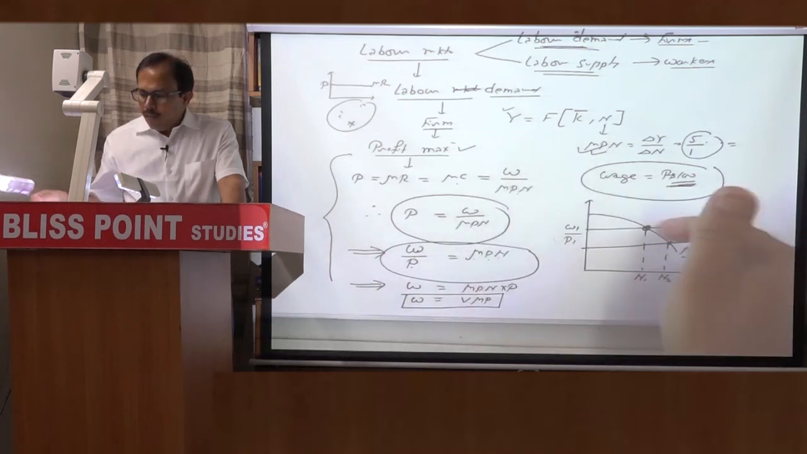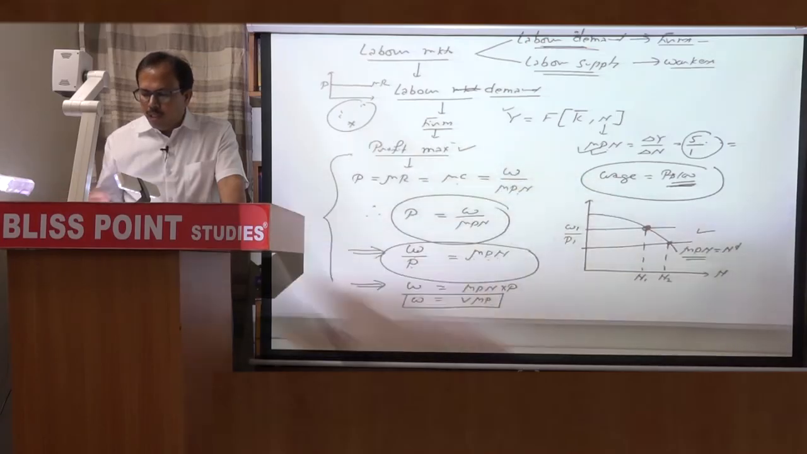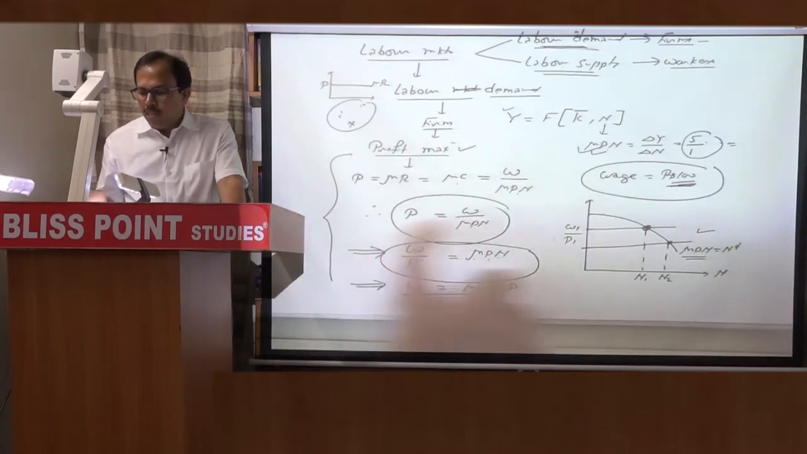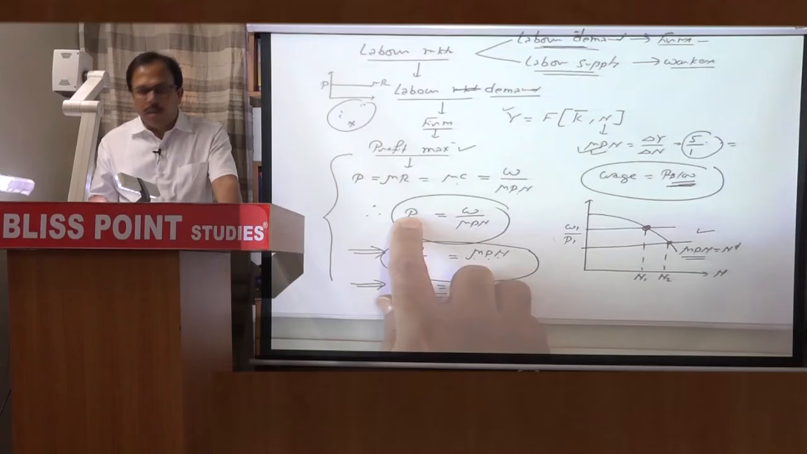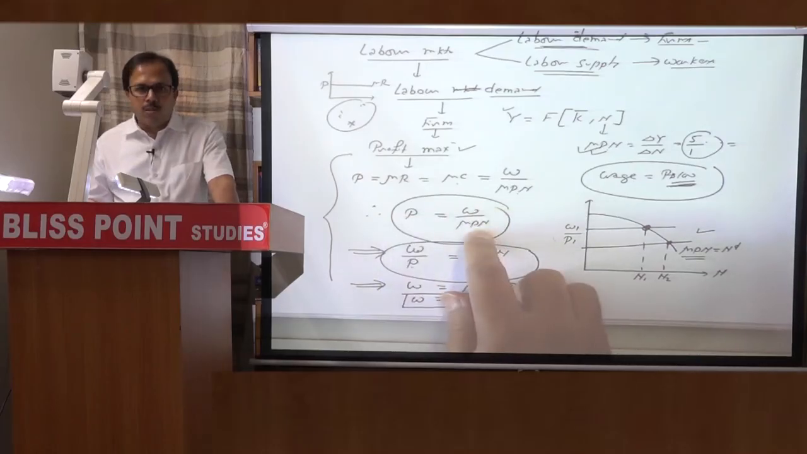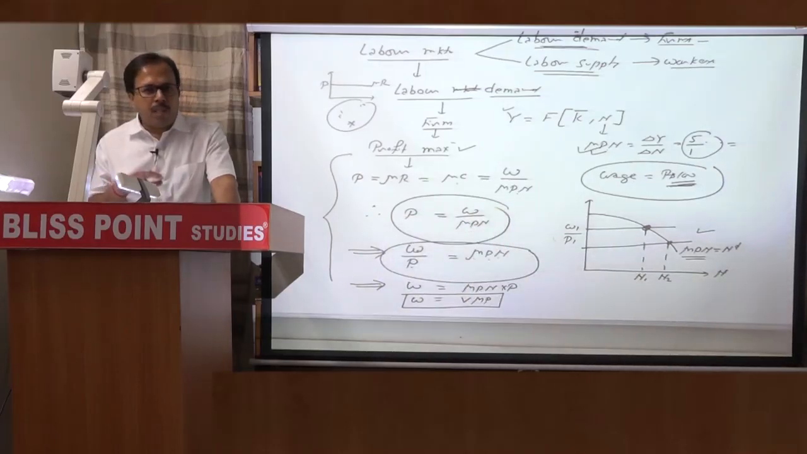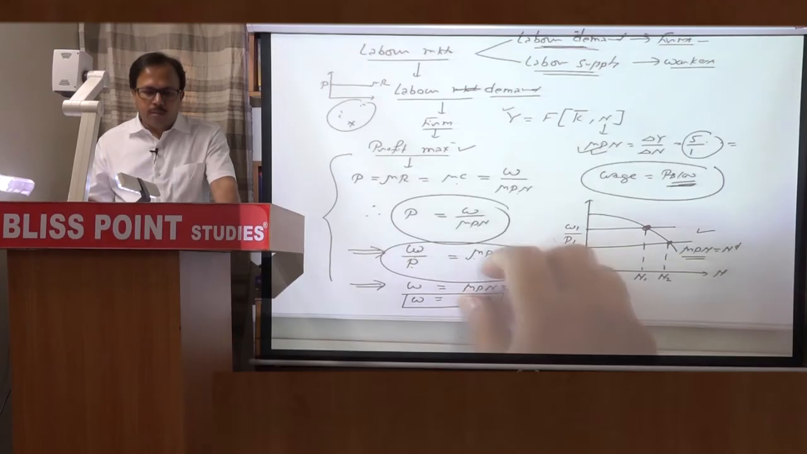And why are we referring to it? The profit maximizing condition is this. So you know why price equals W by MPN. This price is MR and this is your marginal cost. So when you equate marginal revenue with marginal cost, then the profit of the firm gets maximized. Clear? So up to this, just write it briefly.